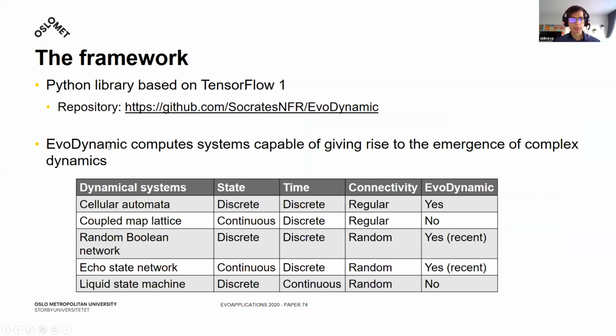This framework will simulate dynamical systems that can give rise to the emergence of complex dynamics. They are the cellular automata, coupled map lattice, random Boolean network, echo state network, and liquid state machine. They all have different characteristics, as we can see here. But with our framework, they are going to be generally represented.